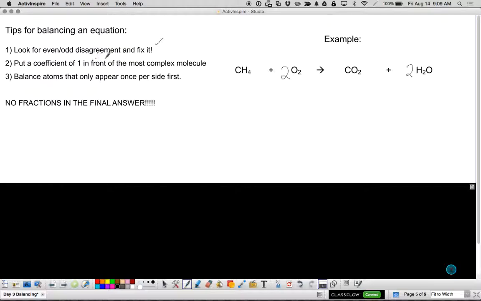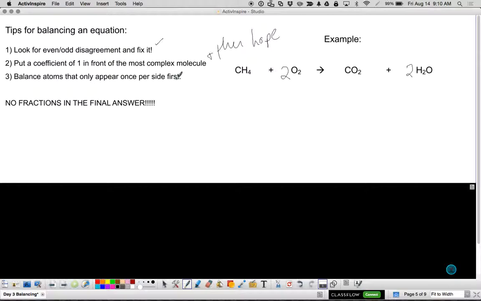Put a coefficient of 1 in front of the most complex molecule, and then hope. Okay, and then just hope it works. Because there will be times when we'll be doing some crazy stuff, and you're hoping that the complex molecule has a 1, because if it doesn't, life's going to get tough. All right? Now this one's pretty good. Balance atoms that only appear once per side first. Now we kind of violated that because of the odd-even disagreement, but the odd-even disagreements, that's good stuff, okay?